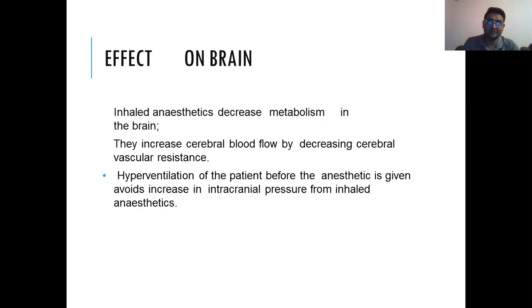And in the brain, inhaled anesthetics decrease metabolism. They increase cerebral blood flow by decreasing cerebral vascular resistance. Hyperventilation of the patient before the anesthetic is given avoids an increase in the intracranial pressure from inhaled anesthetic. So there is a solution for this. Before, I talked about the high intracranial pressure.